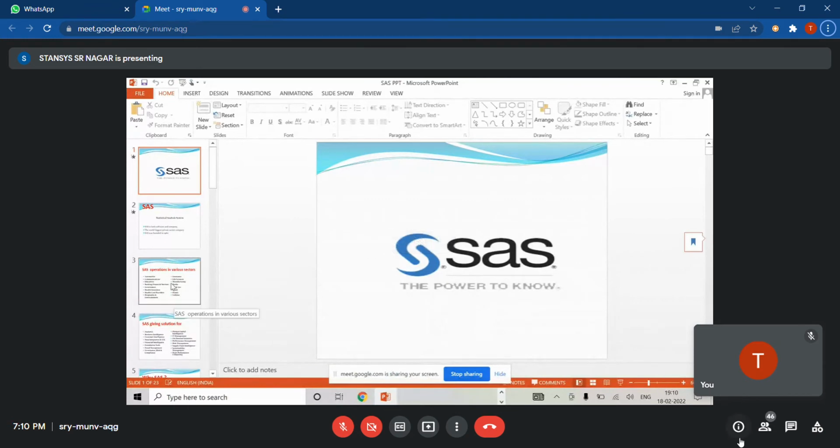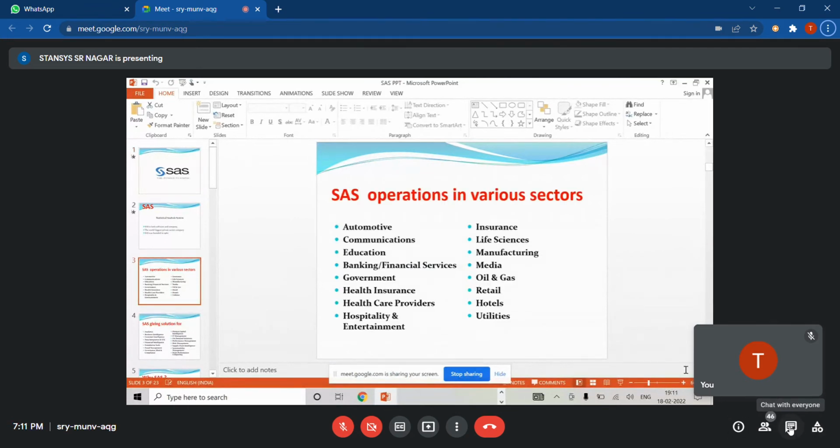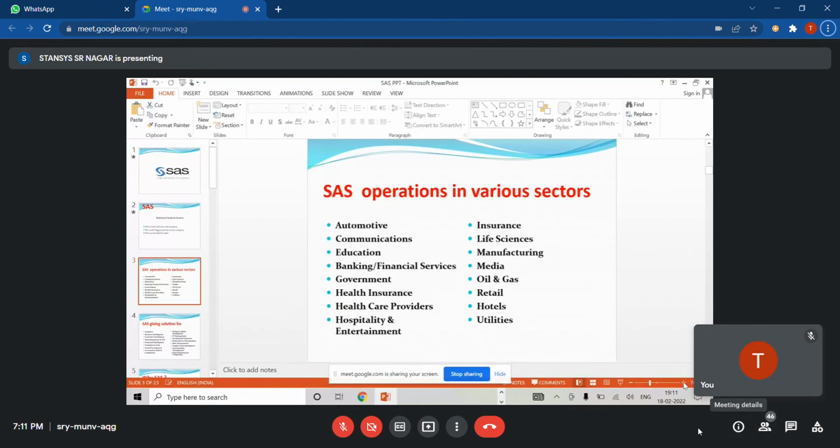These are the different sectors where they are using SaaS in the market. You can just check it once. Like automotive industries, education industries, government, healthcare, hospitality, life sciences, insurance. So like this.